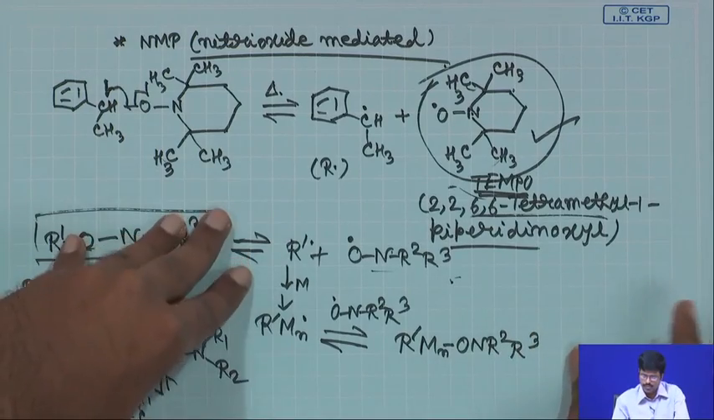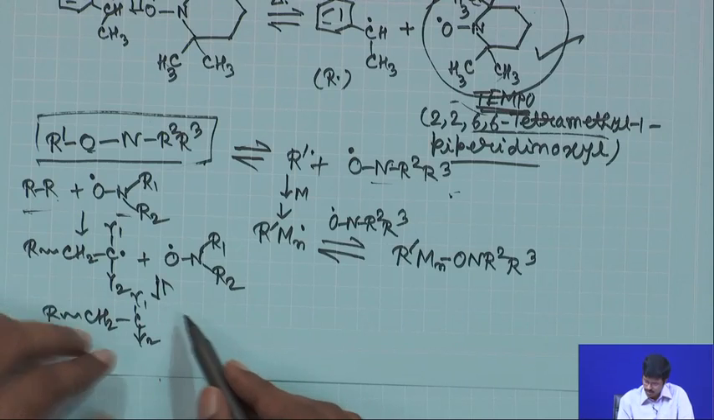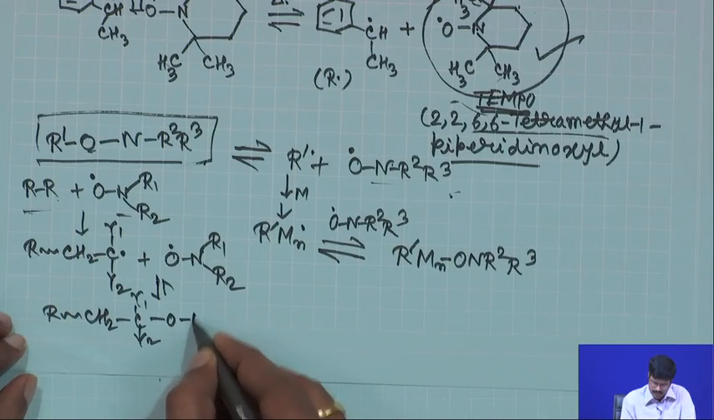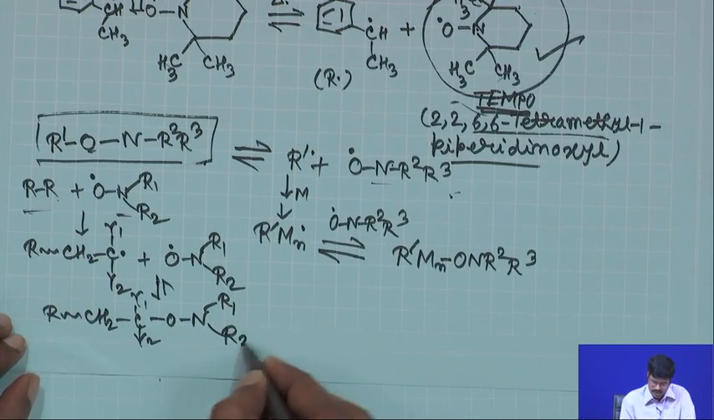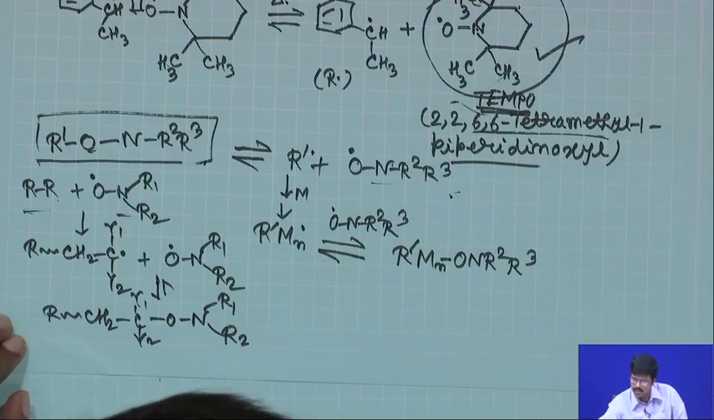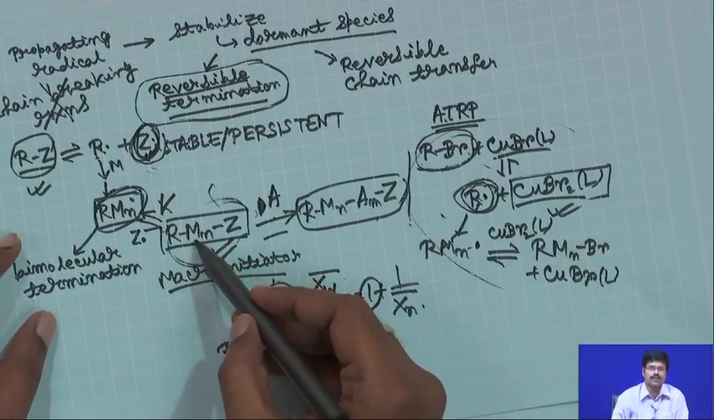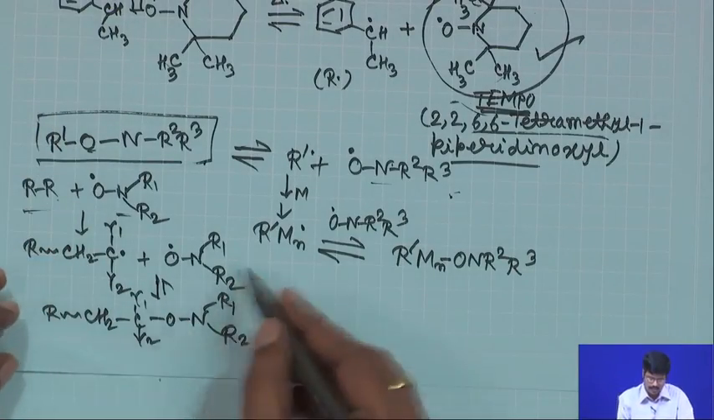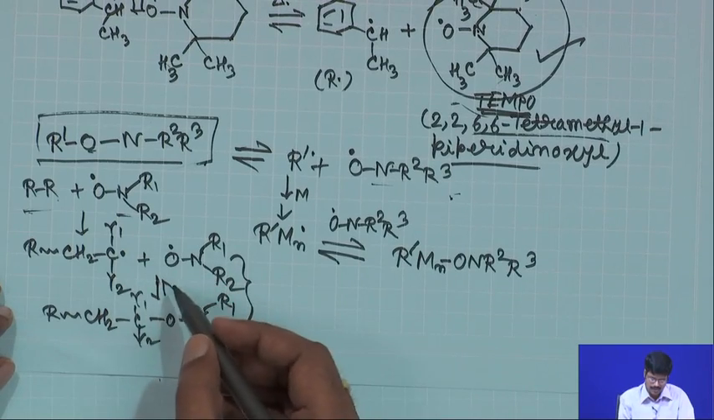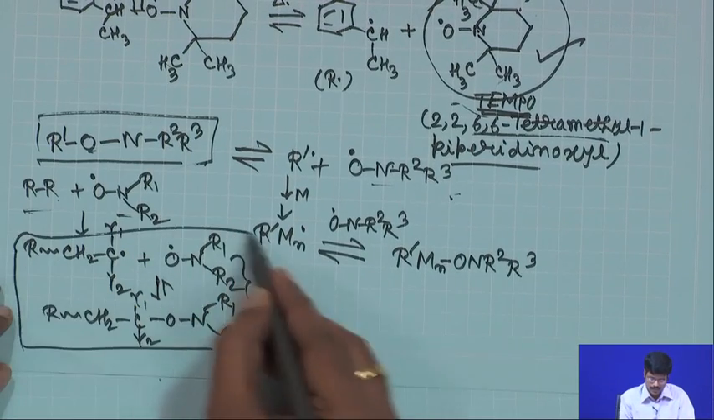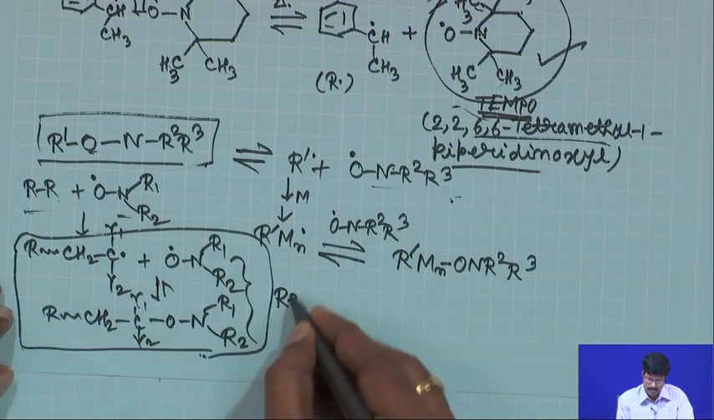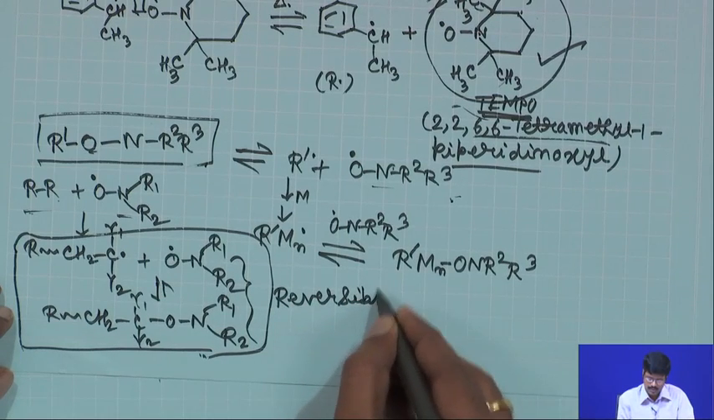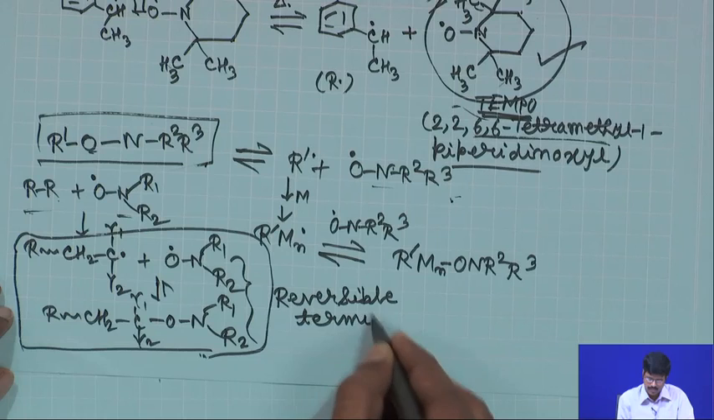So, R CH2 CY1 Y2, and then you have O n R1 R2. So, this species is nothing but similar to this particular species here. So, this is the overall principle of the activation deactivation. So, this is basically your reversible termination step.